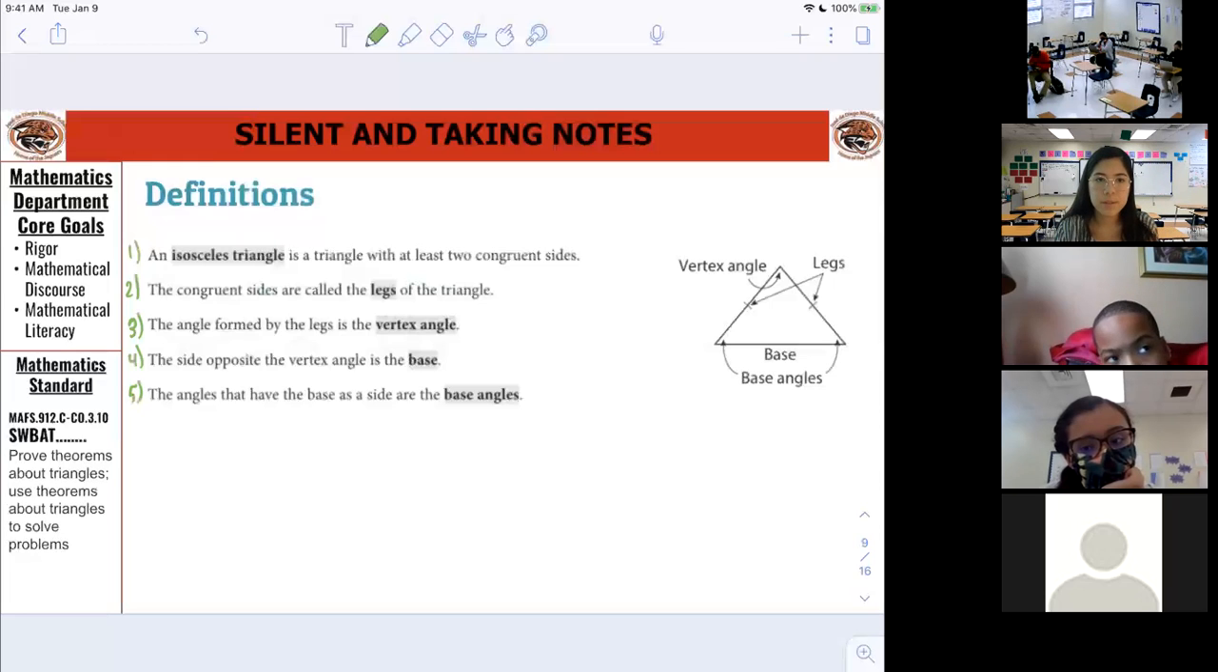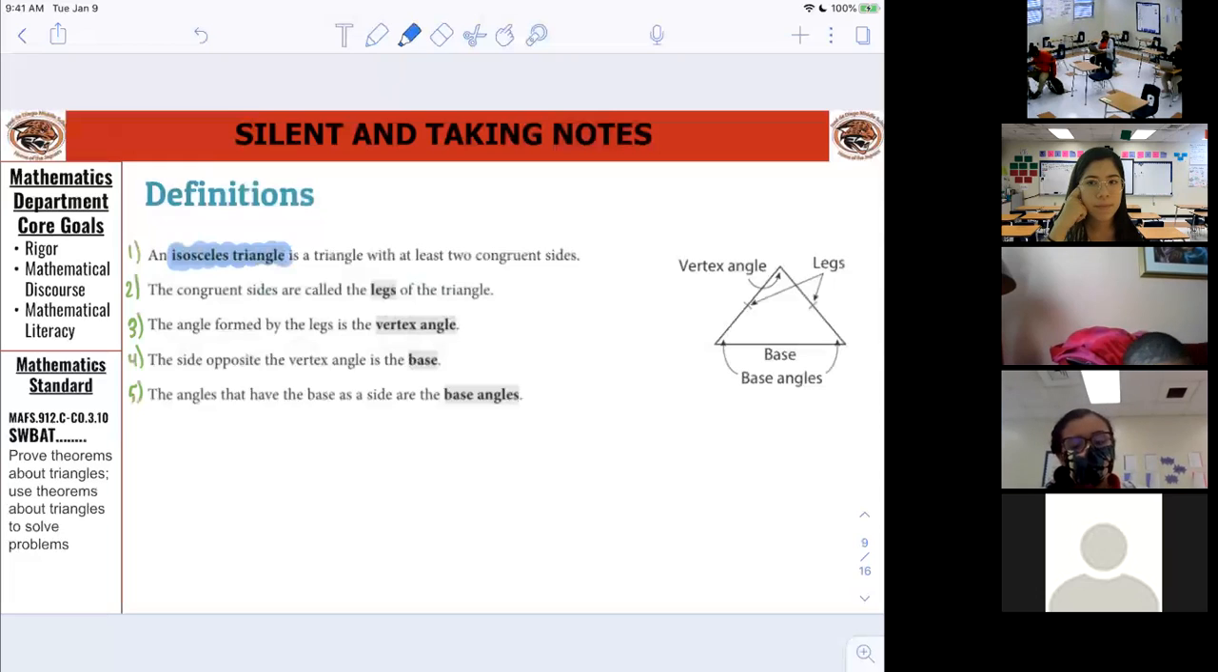An isosceles triangle is a triangle with at least 2 congruent sides. Good. Isosceles, okay? An isosceles triangle. Number 2, different volunteer. Go ahead, Janelis. The congruent sides are called the legs of the triangle. We've got legs.